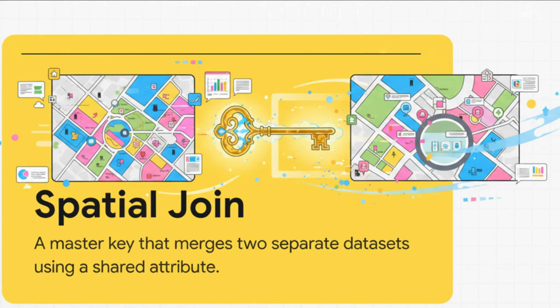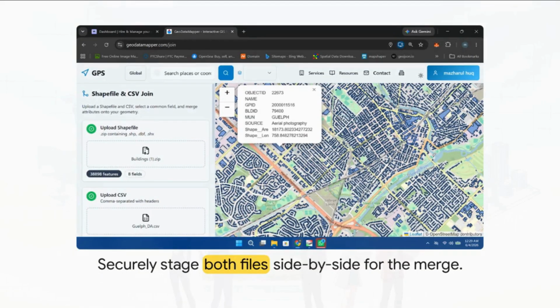If you aren't an analyst, think of a spatial join kind of like a master key. A lot of the time, you'll have the geometric shapes of a city's neighborhoods in one file, but all the interesting data, stuff like population or income, is trapped in a completely separate spreadsheet. A spatial join takes a shared attribute between those two files and acts as a master key to unlock and seamlessly merge them together into one unified map. Conceptually, GeoDataMapper handles this notoriously tricky task beautifully.